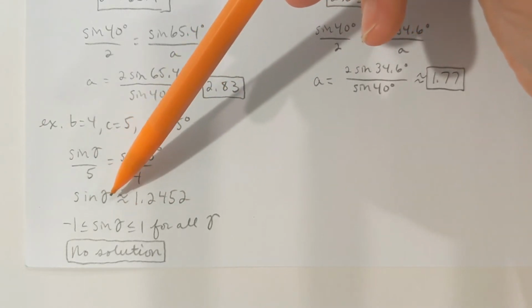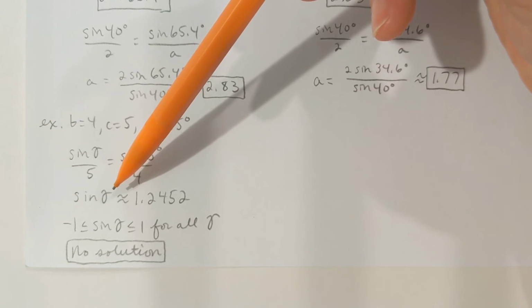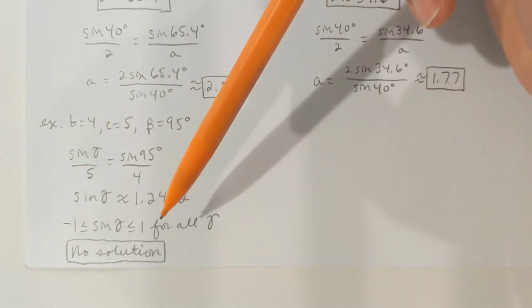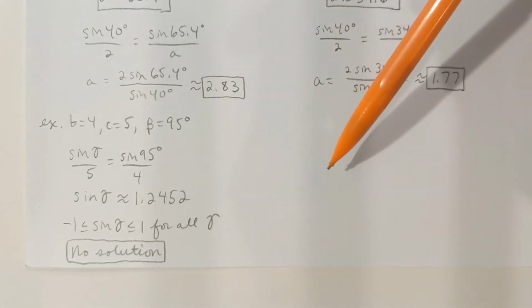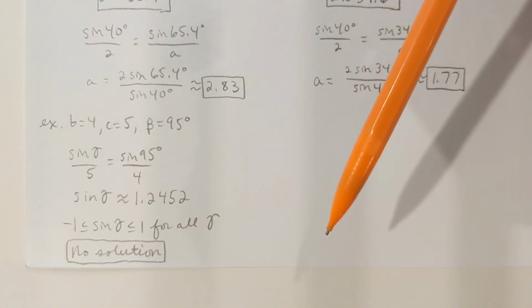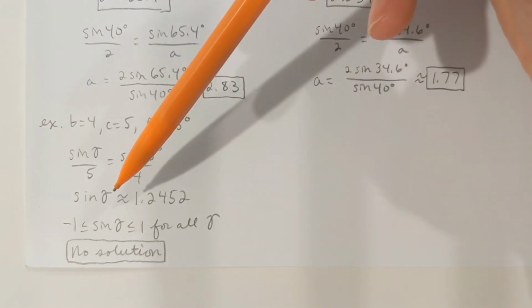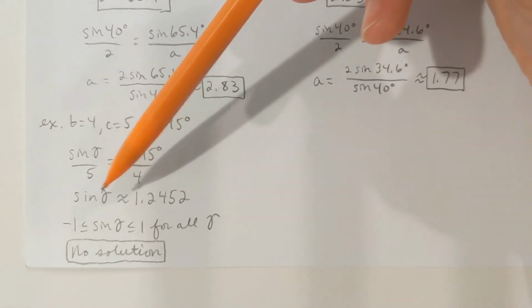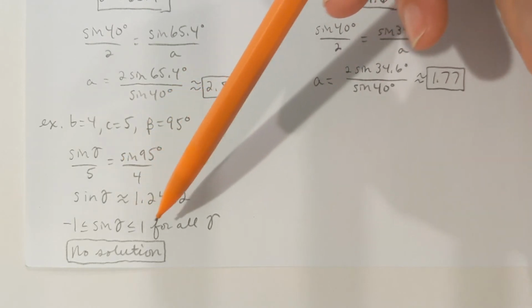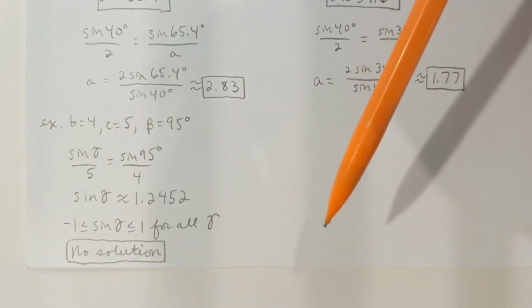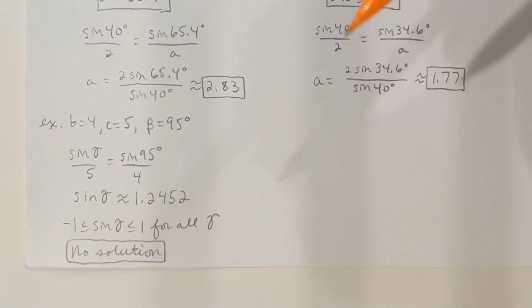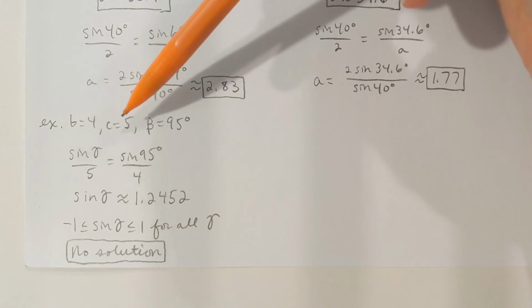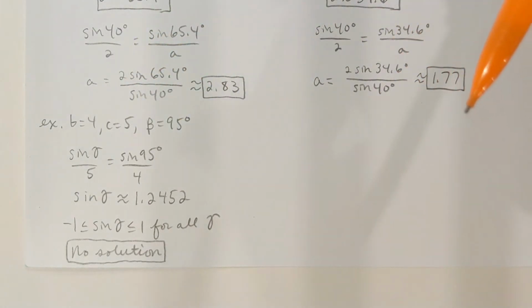We know that sine of an angle is never going to be bigger than 1 or less than -1, right? The sine curve oscillates between 1 and -1, and so the output is never going to be outside of those boundaries. So there's no value of gamma where sine of gamma is going to produce a number bigger than 1. Therefore, there is no solution to this problem. There is no triangle. Basically, there's no triangle that exists where B is 4, C is 5, and beta is 95 degrees.